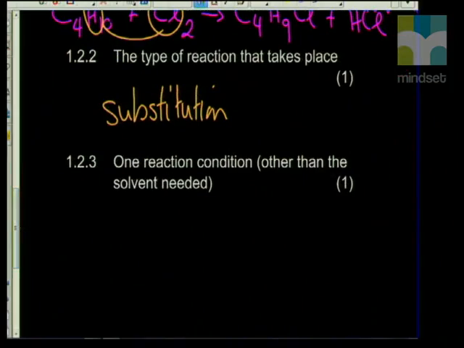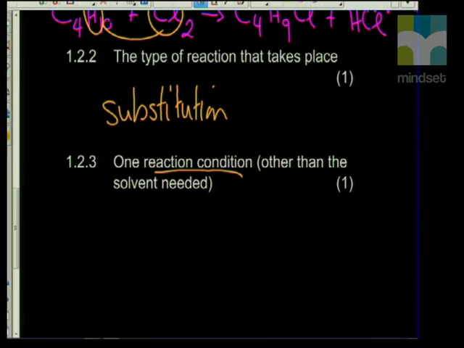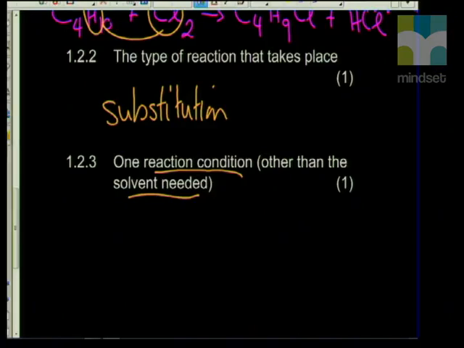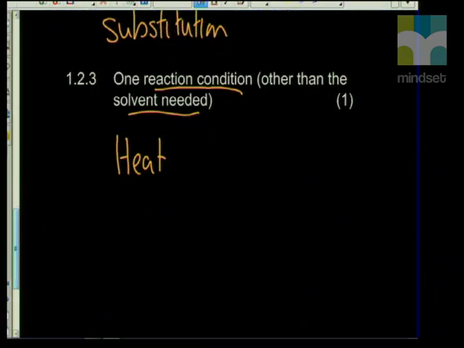Now, the last part of this question says, what reaction condition, other than the need for a solvent, and that's where they're saying there's something that this has been dissolved into, because it might not be easy enough to do them as just gases. What do you need? Well, you're going to need, for substitution, heat or another form of energy. And the most common one is UV light.